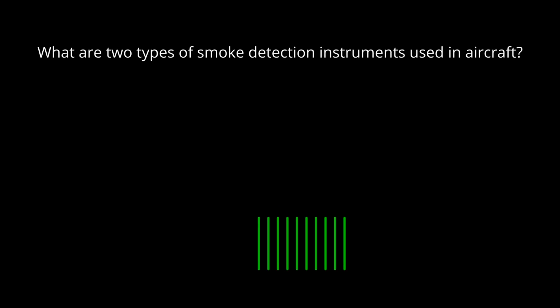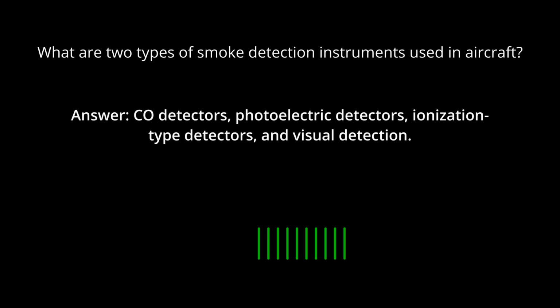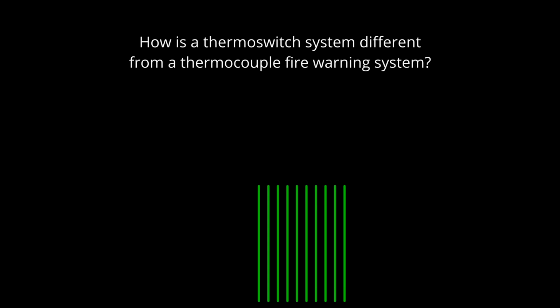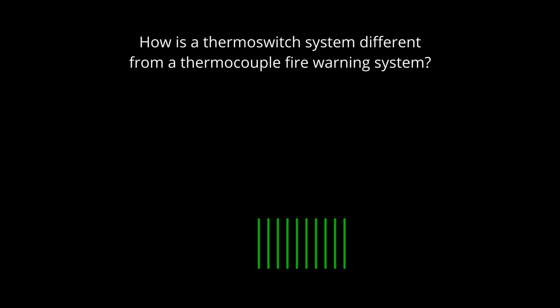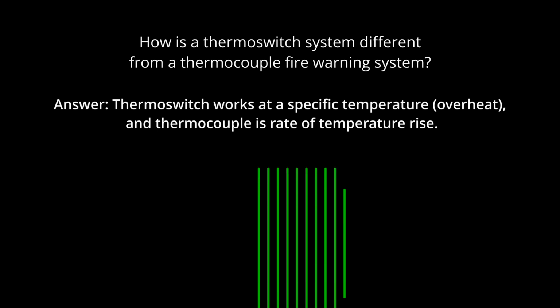2 types of smoke detection instruments used in aircraft. CO detectors, photoelectric detectors, ionization type detectors, and visual detectors. Okay. Again, how is a thermal switch system different from a thermocouple fire warning system? Thermal switch works at a specific temperature, and then thermocouple is rate of temperature rise.